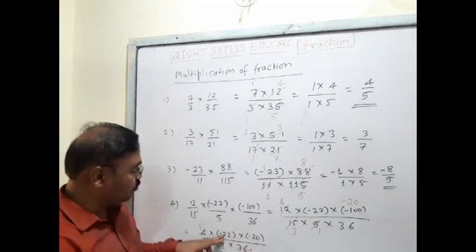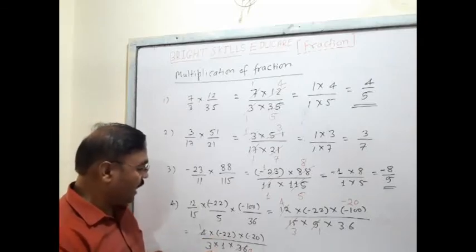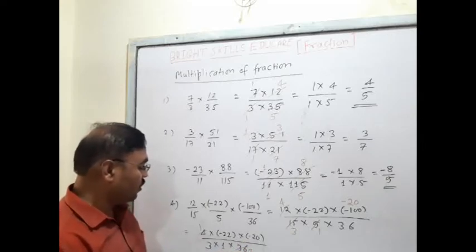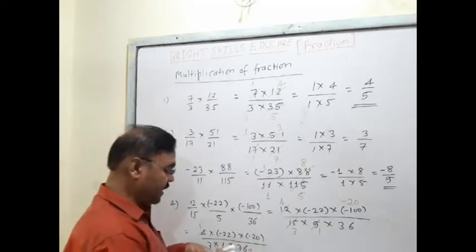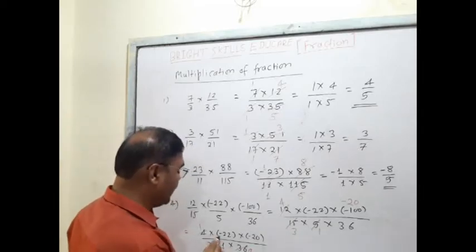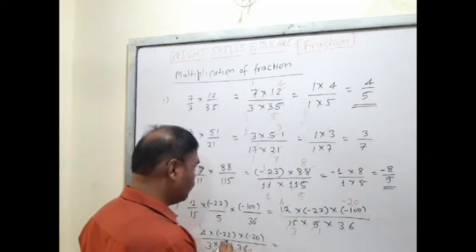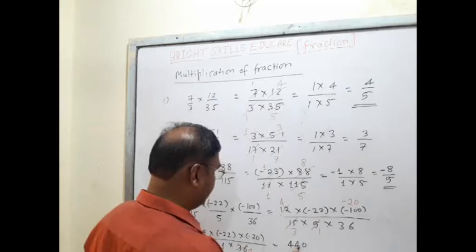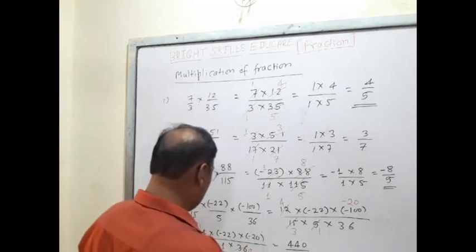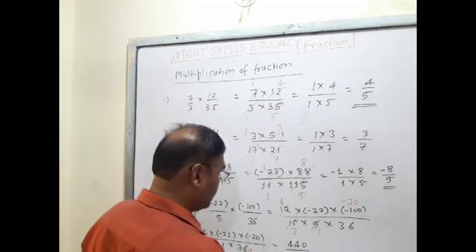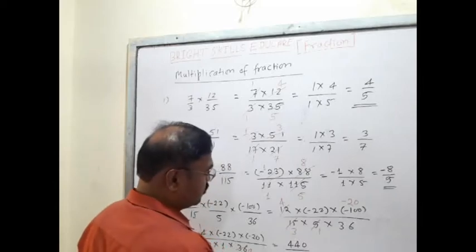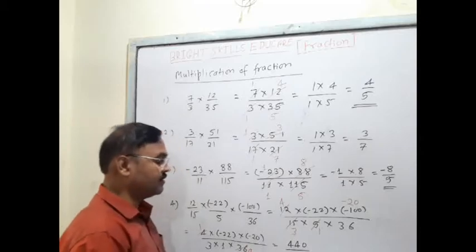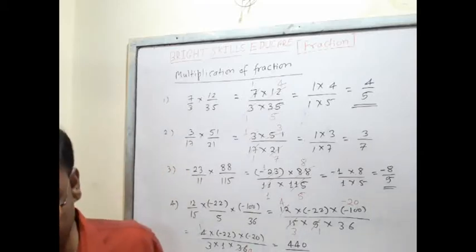Now 22 cannot be divided by 3, and 20 also cannot be divided by 3. So let us multiply that. Minus into minus becomes plus. 22 into 20, 440 upon 3 into 9, 27. So you cannot divide 440 by 27. So this is your final answer. Note down this one.